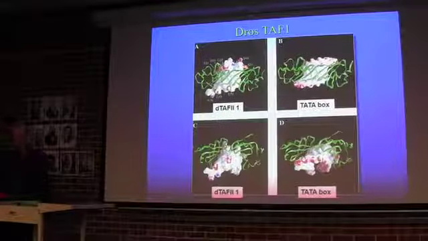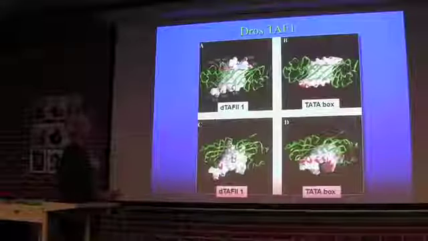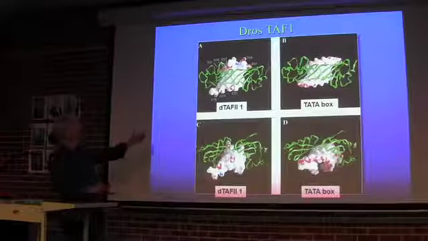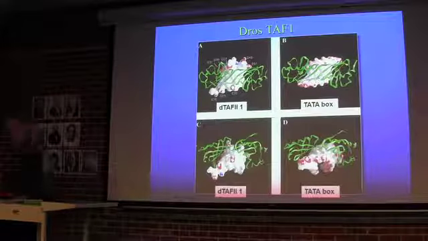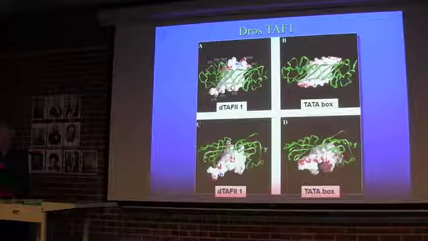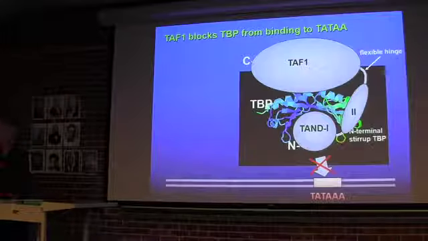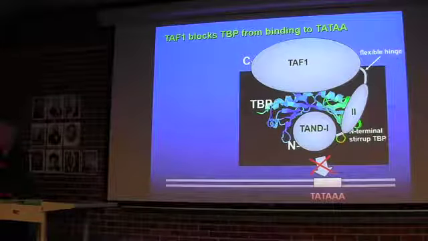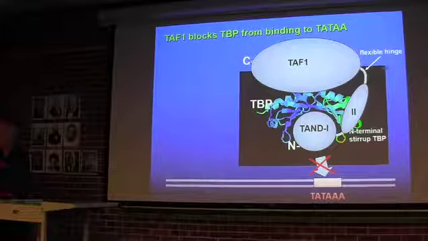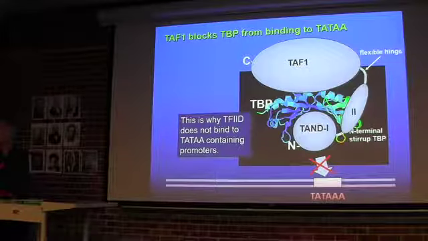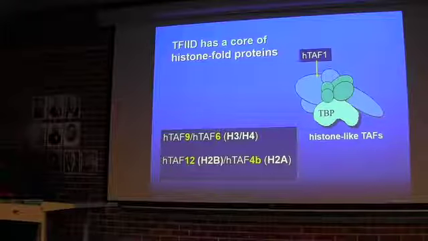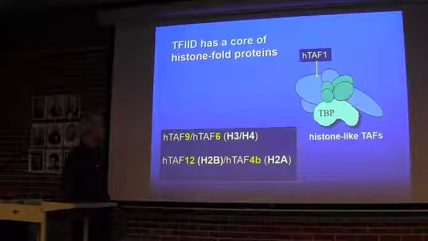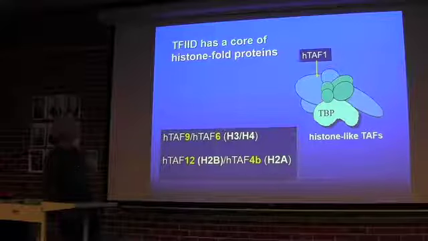And here you see a space-filling model showing that. This is the DNA, and this is the protein mimic. Not bad for a protein mimicking the topology of DNA. Of course, TAF1 prevents TBP from binding to TATA when it's there. Okay, that's the end of the TAF1 story, I think. Pretty sure.